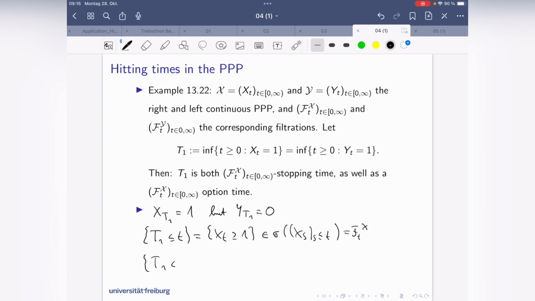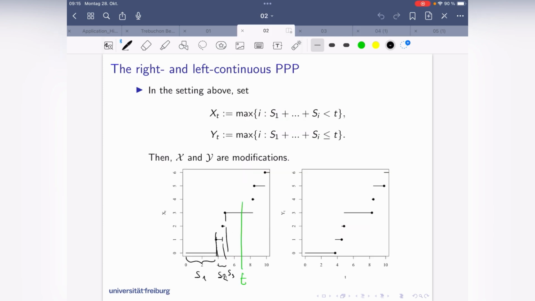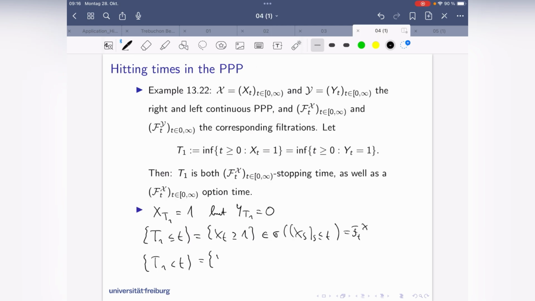And T1 smaller than t, well, what is T1 smaller than t? So T1 smaller than this t here, for example, that's not true. So I have to write it differently. I'm writing it like this. The left limit here, Xt minus, is bigger or equal than 1. So at the jump time itself, this one here does not hold, but this here also does not hold, because the left limit is not bigger or equal than 1. This here is in the sigma algebra Xs, s smaller than t, which is a subset of FtX, and which is the reason why T1 is also an FtX optional time.